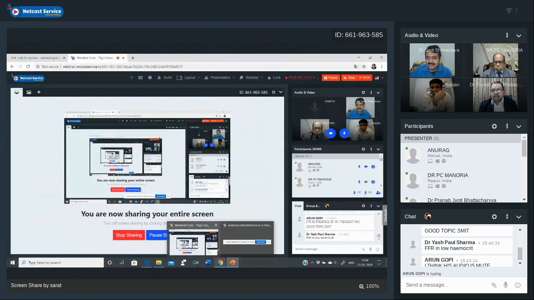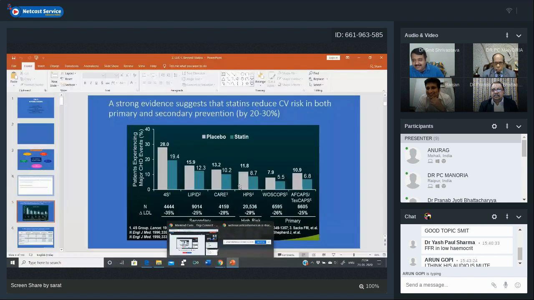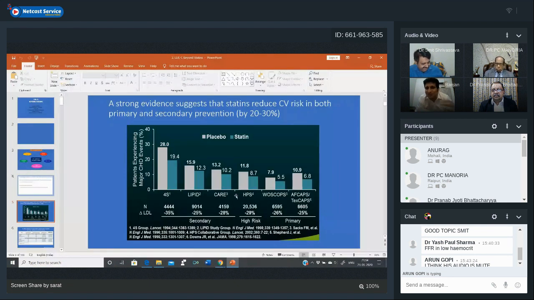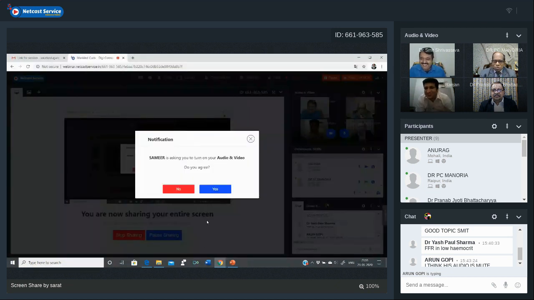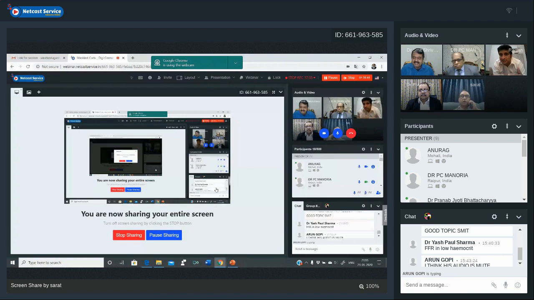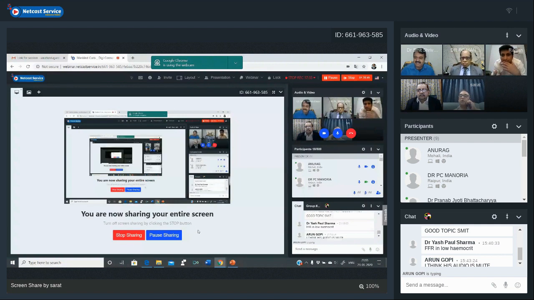Meanwhile, I think we can milk Dr. Ranjan more. There are a lot of questions. FFR in AF, frequent PVC. FFR in low hematocrit. I was hoping I could escape most of these questions. There's no choice. When we talk about AF and PVC, it's possible to do FFR. It's not impossible, because what FFR does is look at beat-to-beat variation in hyperemia, and we can do it.